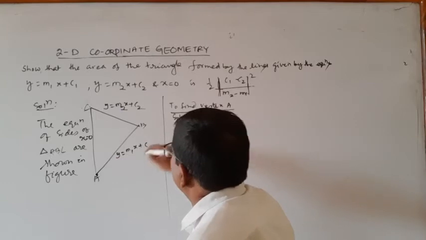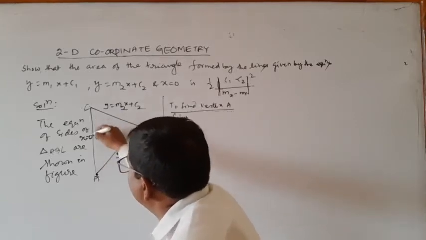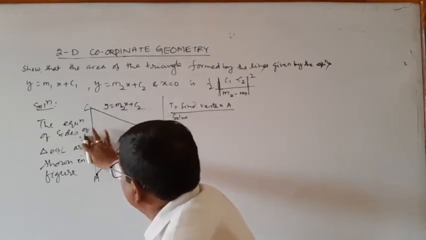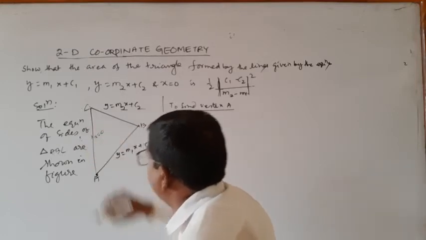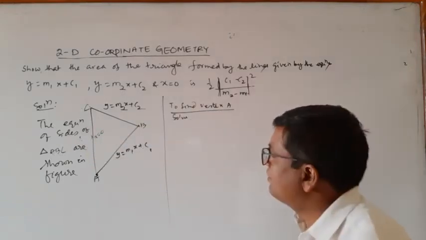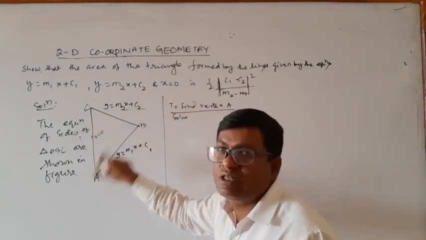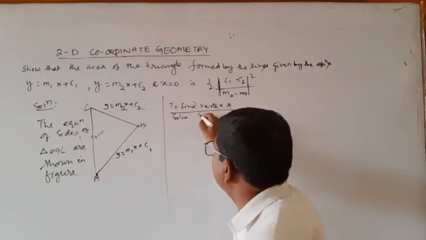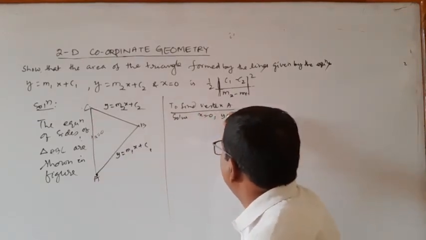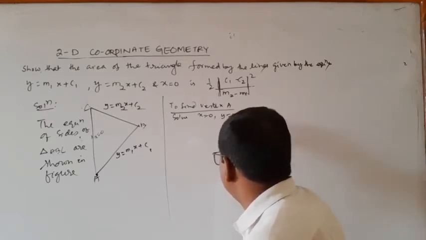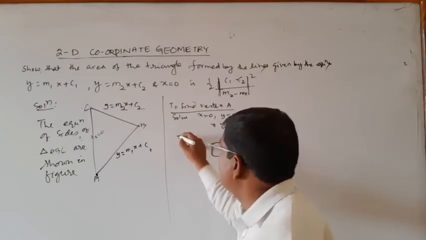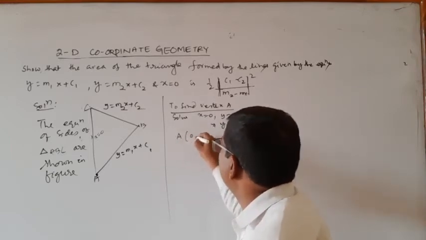Vertex A is linked with this side equation. This side is x equal to 0. So solve the equation of this side and the equation of this side: x is equal to 0 and y equal to m1x plus c1. Put x is equal to 0, then y is equal to c1. So vertex A is (0, c1).